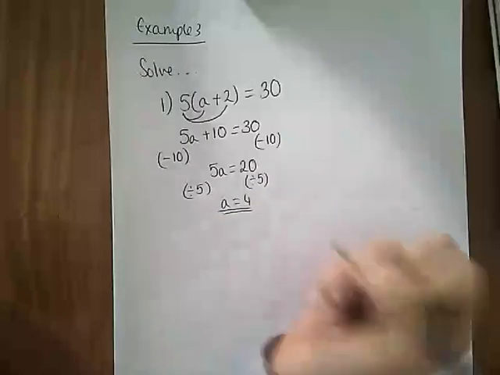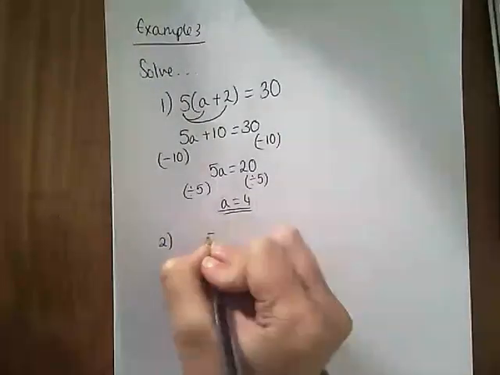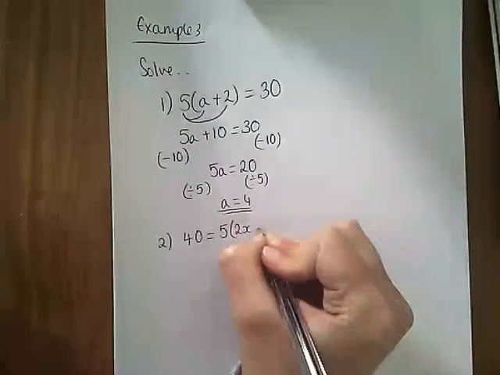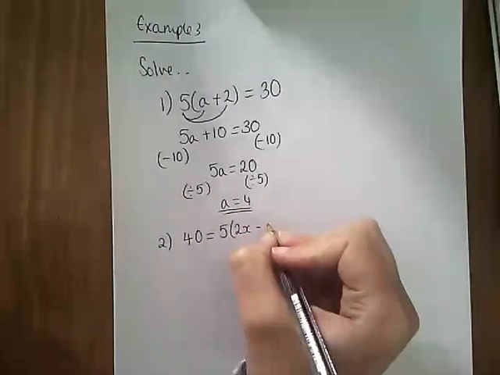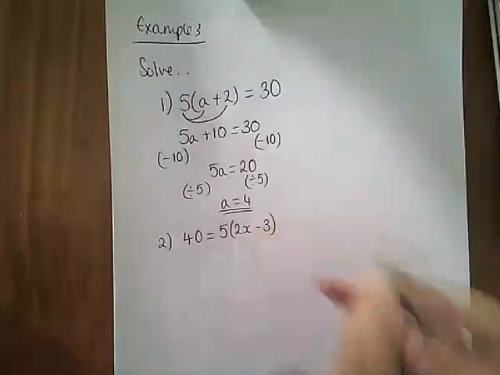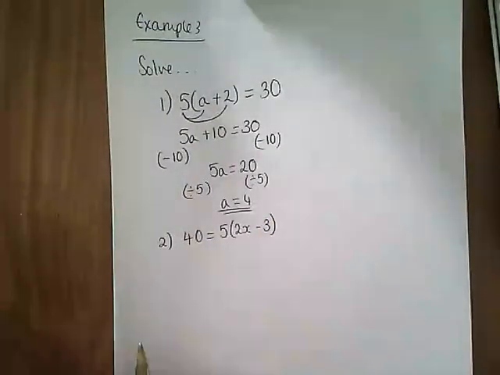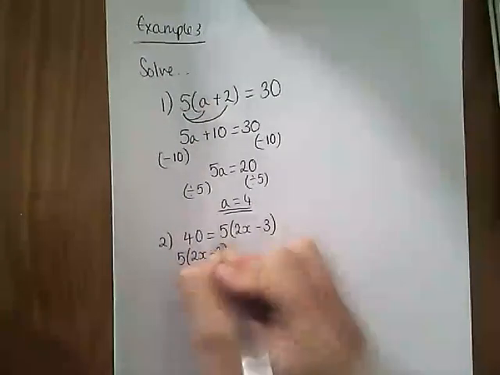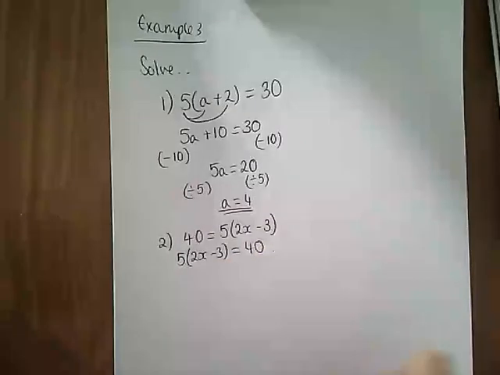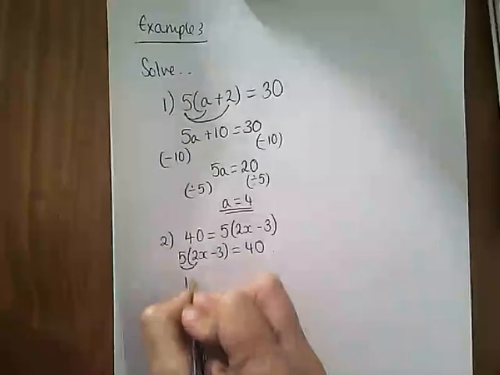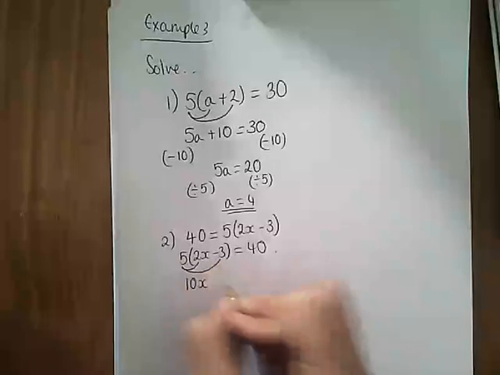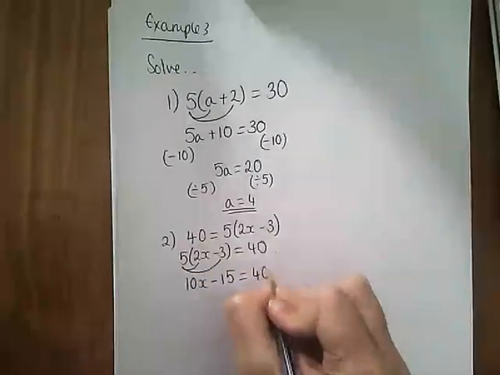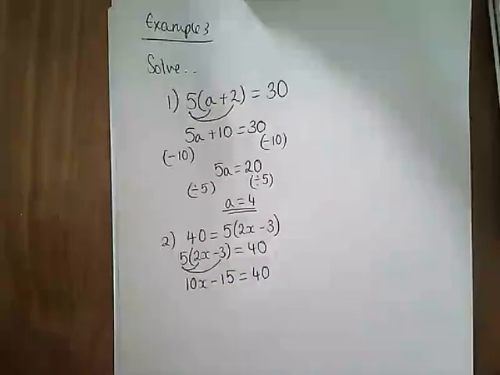Okay, and again, just be careful because it could be written out this way, in which case you want to write it the opposite way around. So rewrite it, 5 times 2x minus 3, so that's on the left, and that bit's on the right. Okay, same thing again. So 5 times 2x is 10x, 5 times minus 3 is minus 15, equals 40. That hasn't changed, we've just expanded the bracket.